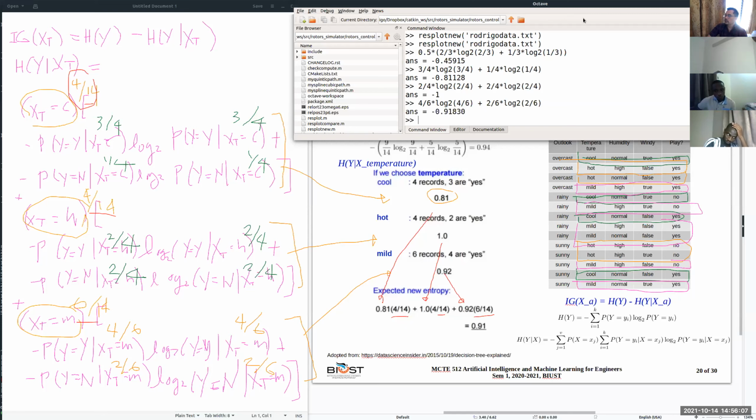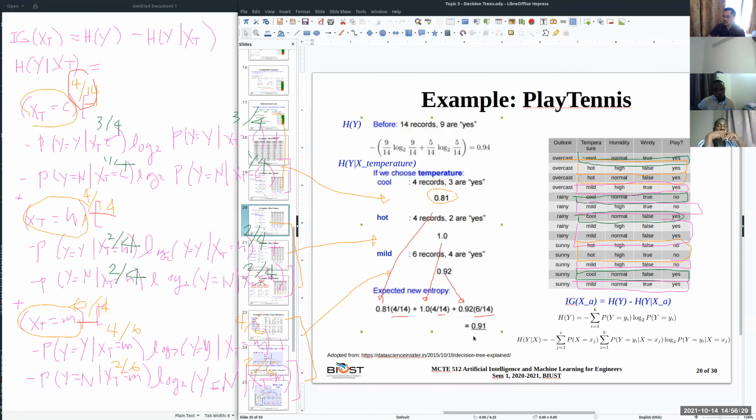Okay, so then we go, understand? Okay. So now that is that. Given this, your 0.91 is your entropy, relative entropy. So you have to subtract this from the absolute entropy of the output to get your information gain.